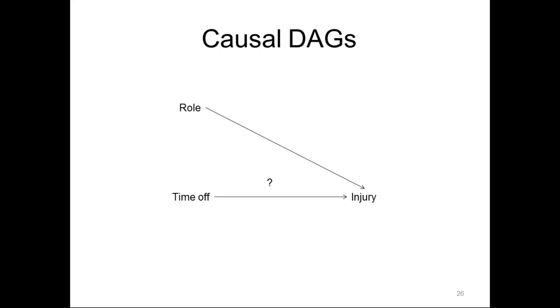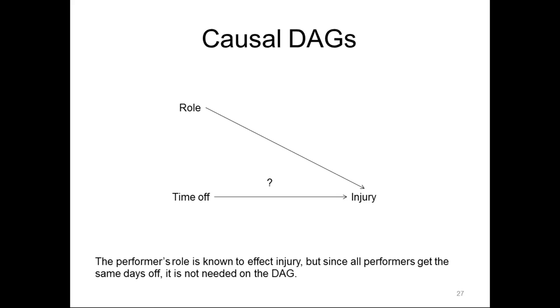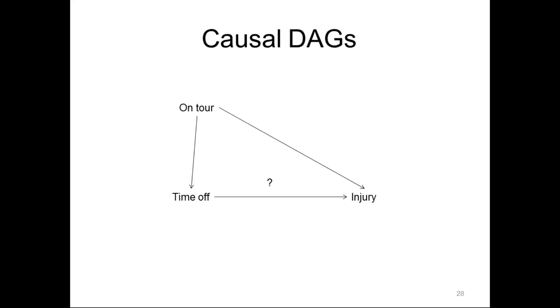Now you can say, okay, the role in this troop is clearly a major cause of injury. People who are doing these crazy stunts are very likely to get injured. People who are playing clarinet in the orchestra are less likely to get injured. However, this is a troop, so everybody gets the same days off. You're on or off, and that is not really related to our exposure of time off. So we can take that away.